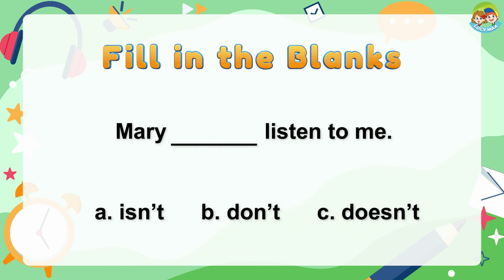Mary blank, listen to me. Listen is a base verb, so you would use a do verb. Mary is one person. It will go with doesn't. Mary doesn't listen to me.